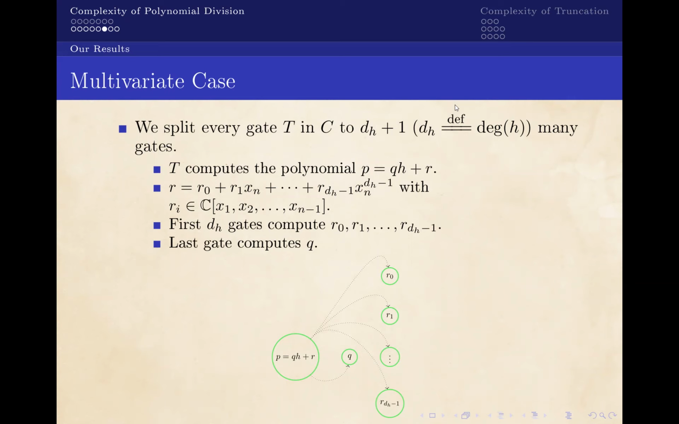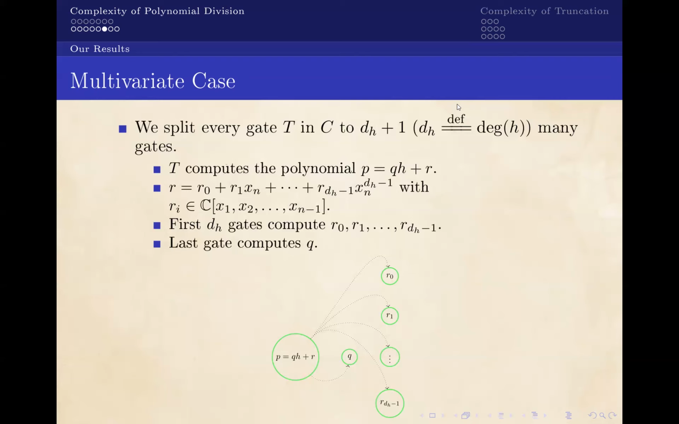If I look at the remainder modulo H, it will be a degree dh minus one polynomial in the variable Xn, right? So instead of just computing R, I want to additionally compute the coefficients of R, this Ri. So in this new circuit, for every gate in the circuit C, I will have dh plus one gates, right? The first dh gates will compute these coefficients of the remainder, and these coefficients are polynomials in the first n minus one variables. And the last gate computes the quotient as it was in the unit case.